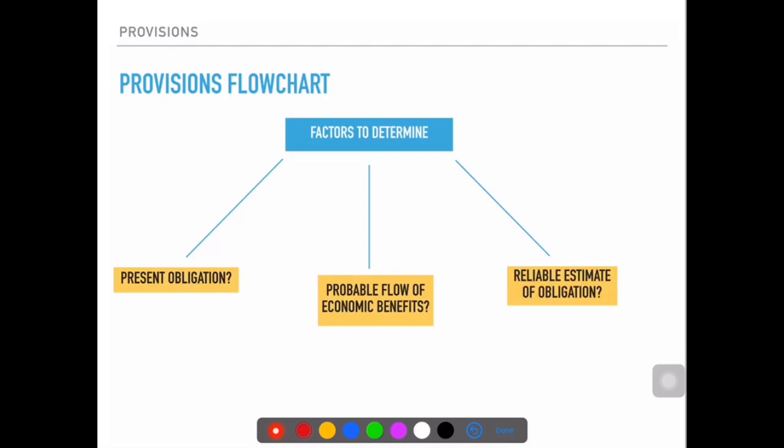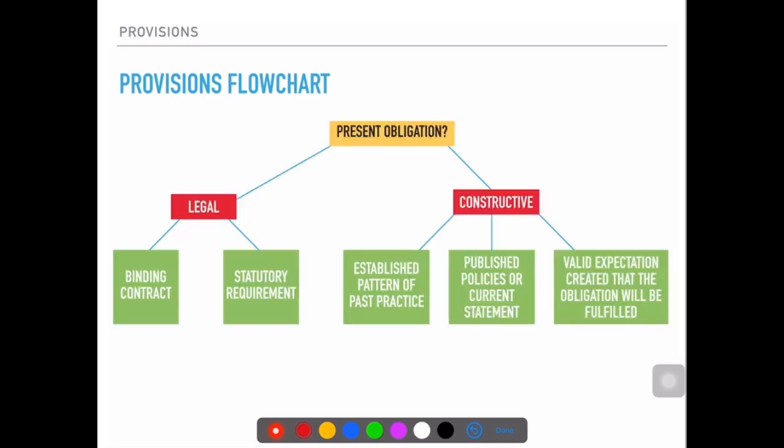Firstly, there are 3 factors to determine. If the case meets all 3 criteria, we have ourselves a provision. So we'll look at these one by one. The first one is, do we have a present obligation as a result of a past event? Not a possible or future obligation, a present obligation.